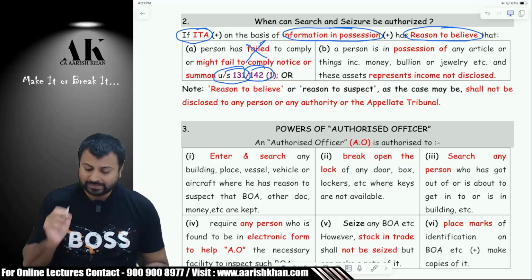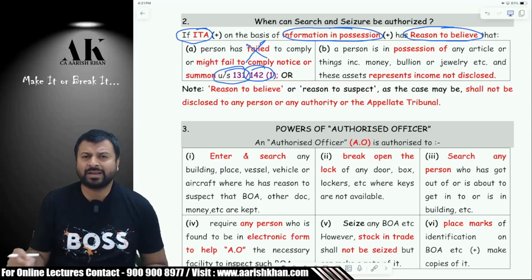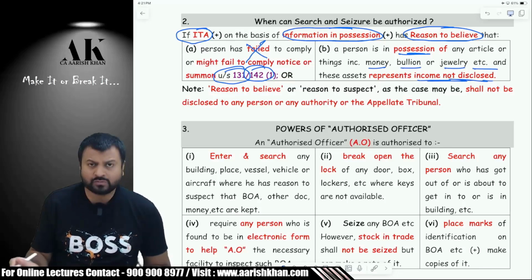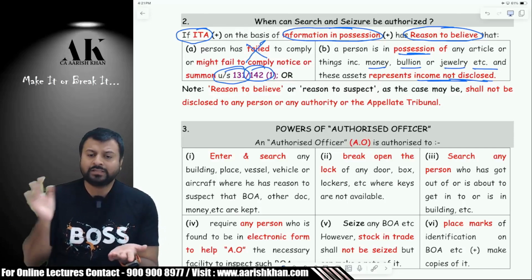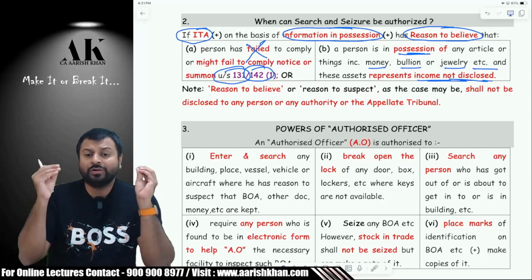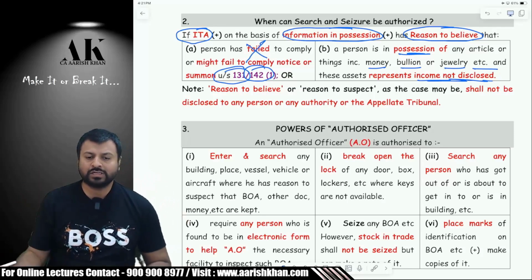Okay. Second, very important reason because of which maximum search and seizure are done, is if they are in possession of information that you are having some illegal money, illegal bullion, illegal jewelry, illegal other assets that represent your undisclosed income. So you have bought the bullion, jewelry, other assets through illegal money, through undisclosed income. In that case also they can issue search and seizure warrant.